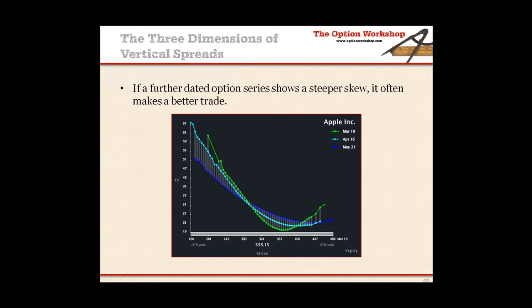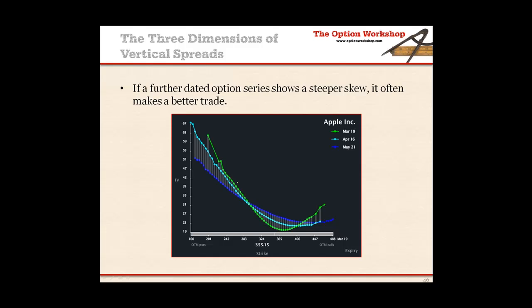Another point that we can talk about is trading different months. What we have here in green is March options. What we have here are April. A lot of times if you see a really steep skew in the further dated option, it makes a better trade than the closer dated option.